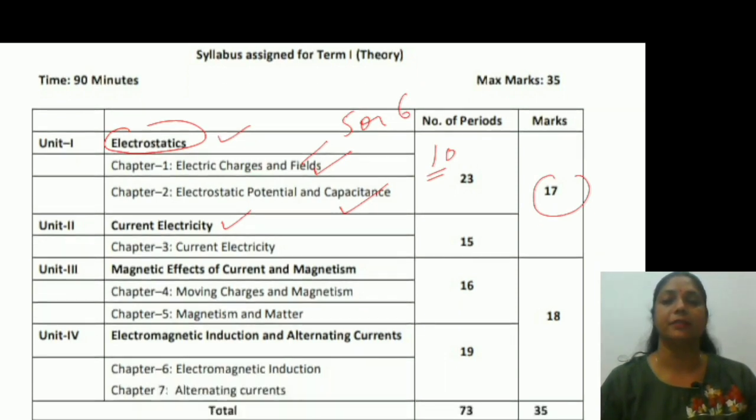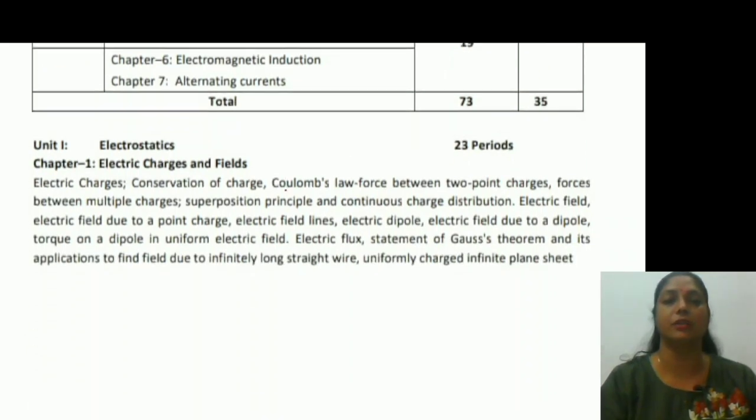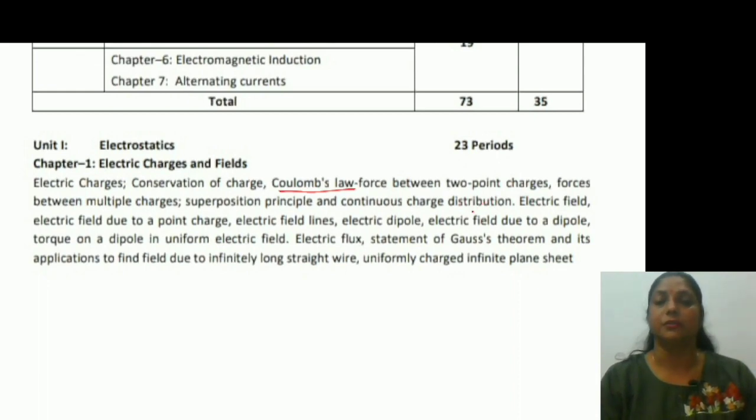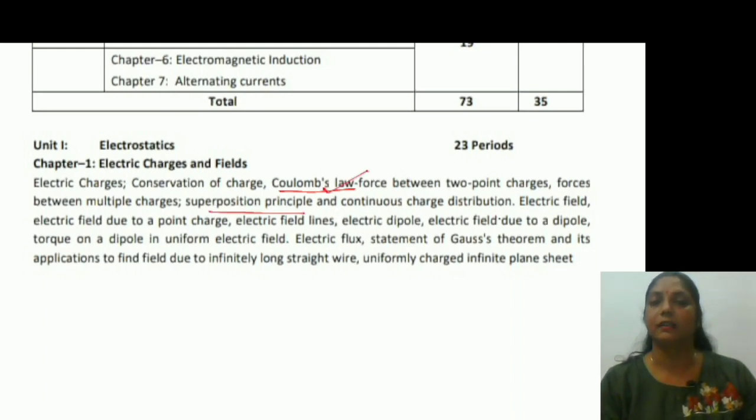In this chapter, there are many important topics like Coulomb's law, right? What is Coulomb's law? You already know. That's why, before watching this video, you must go through one short revision of this chapter so that it becomes clear and easy to understand case study based questions based on these topics. So the first important topic is Coulomb's law, then the superposition principle. After this, the electric field due to a point charge. All these topics are important.